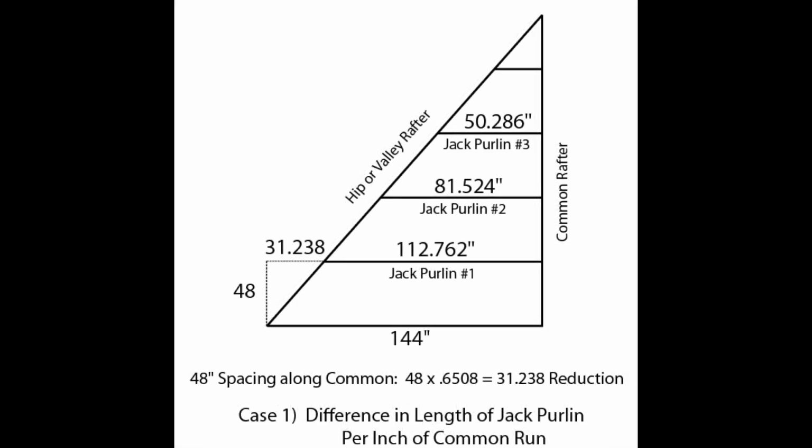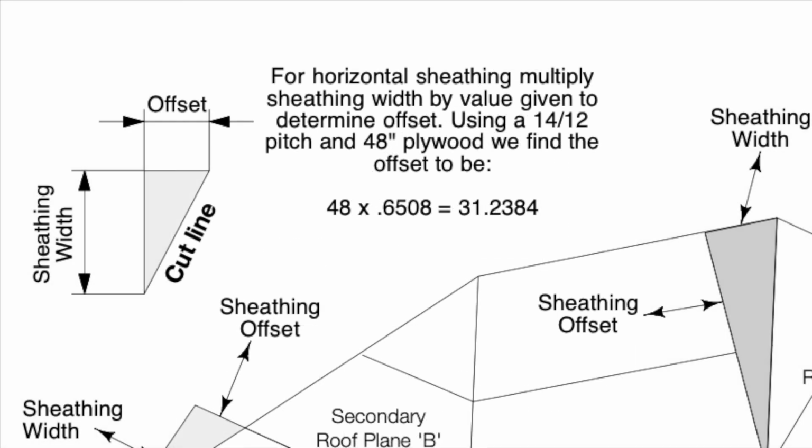As an example, if we apply this factor to a purlin spacing of 48 inches, we have the following: 48 times 0.6508 is equal to 31.238 inches. The difference in length of each jack purlin spaced at 48 inches will be 31.238 inches.